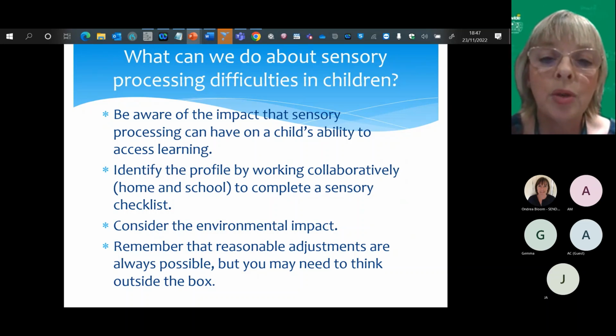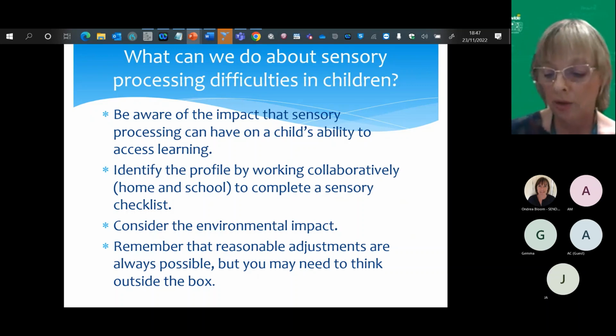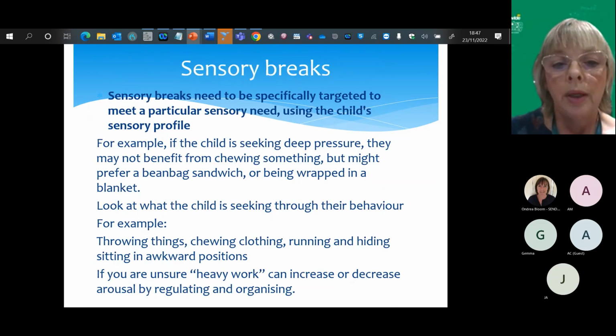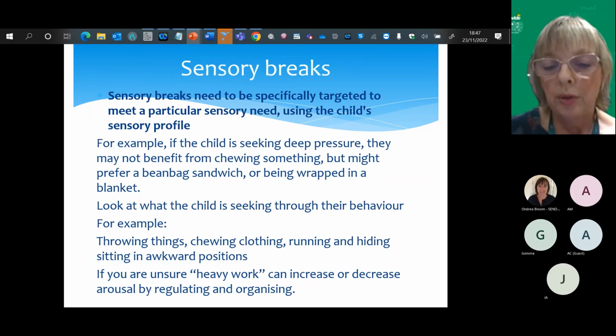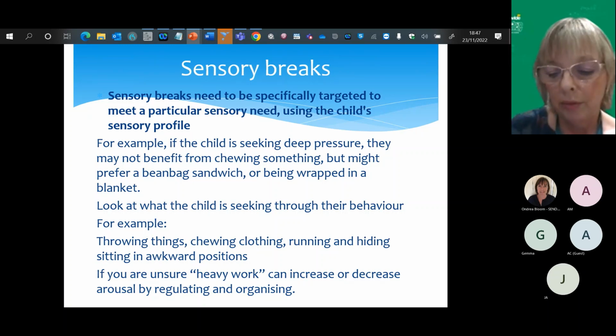And remember, at school, it's always okay to ask for reasonable adjustments within the school environment if a child's got a sensory processing difficulty. Sensory breaks is something that are incorporated within the school, and I will just leave you to read through that slide.